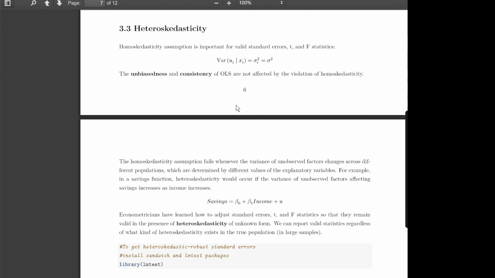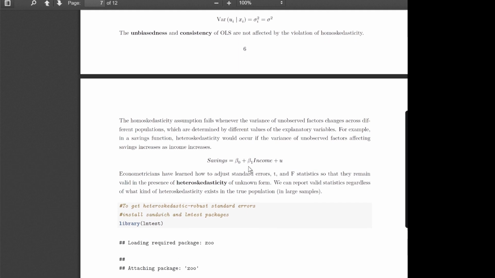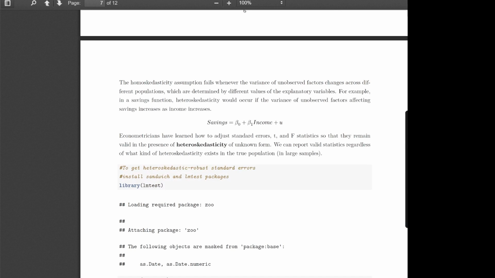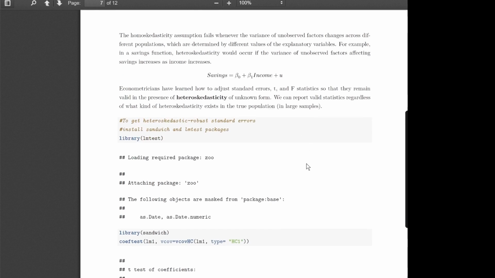What is unbiasedness? It's that the expectation of your estimator equals your true parameter, right? And what is consistency? It's that as your n goes large, the probability limit of your estimator approaches your true parameter. The homoskedasticity assumption fails whenever the variance of unobserved factors changes across different populations.